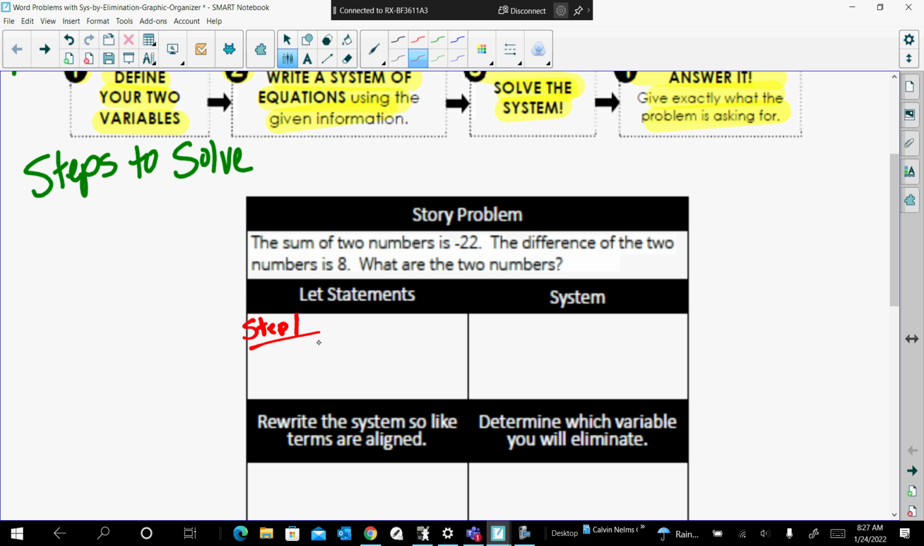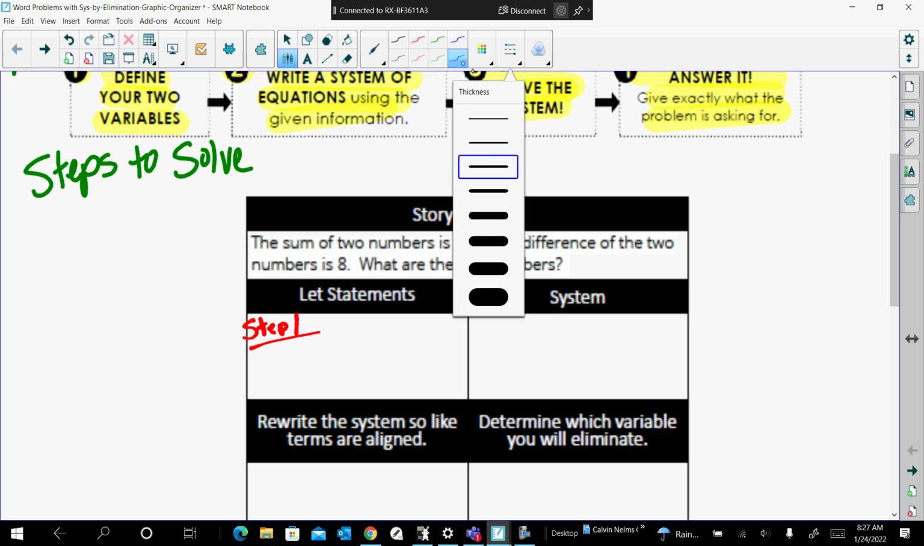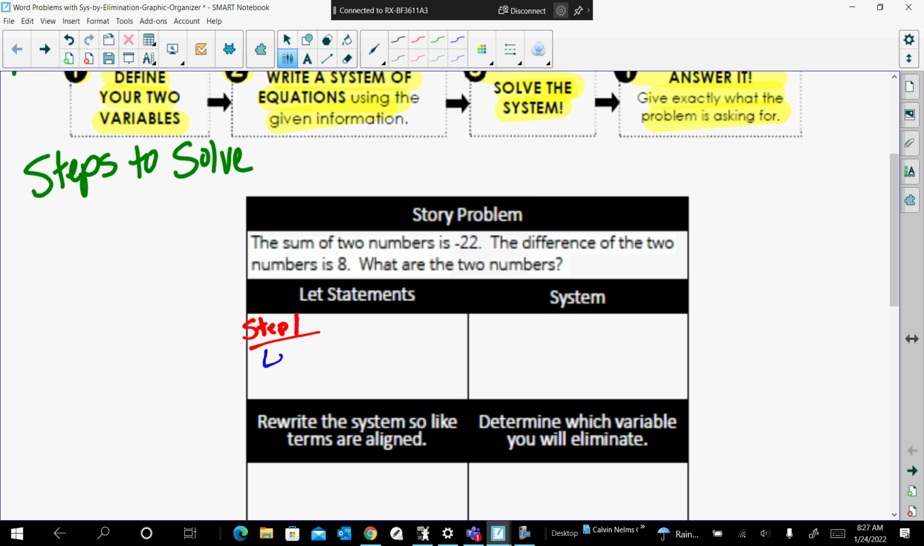Here's what they mean by let statements: defining your variables. We're going to let x equal something and let y equal something. That is our let statements. We're going to define that based on the scenario. So the problem says the sum of two numbers is a negative 22. The difference of the two numbers is 8. What are the two numbers?